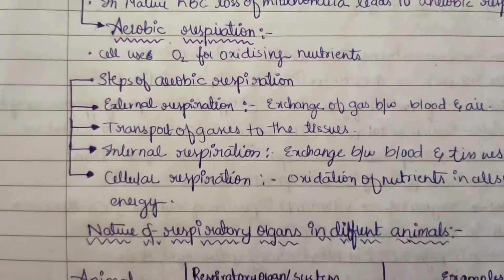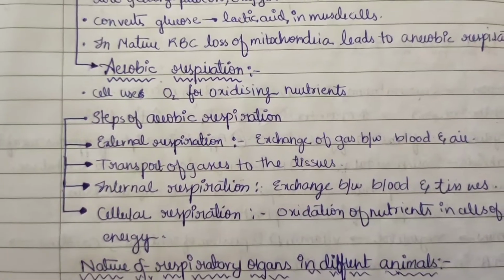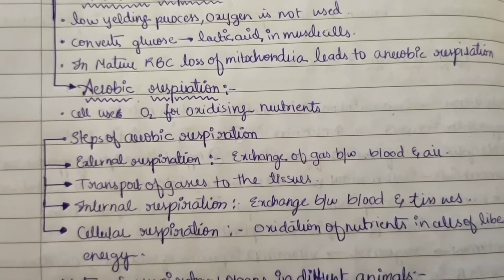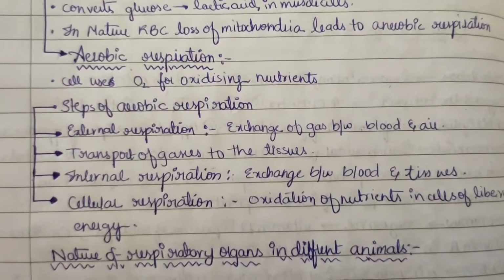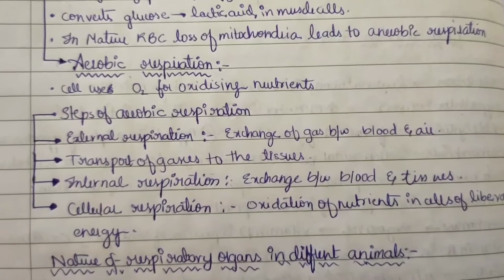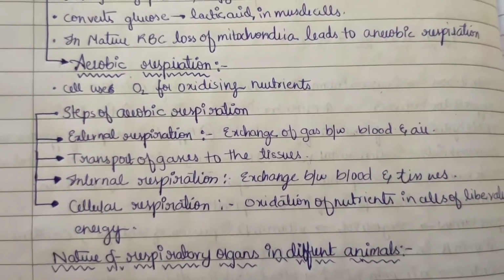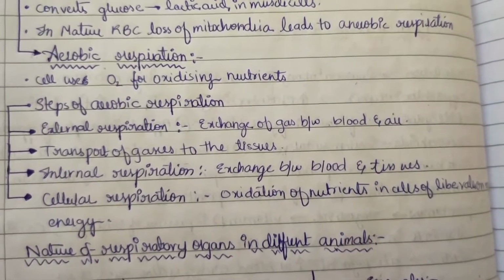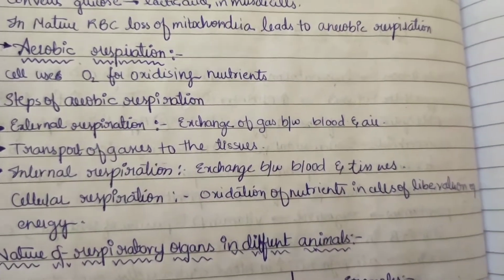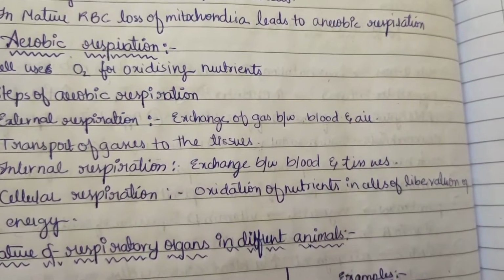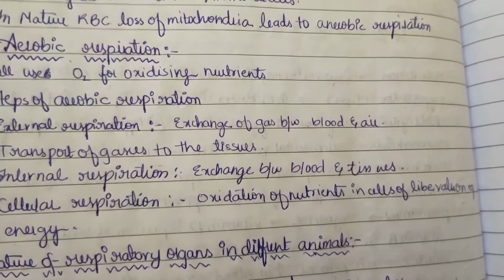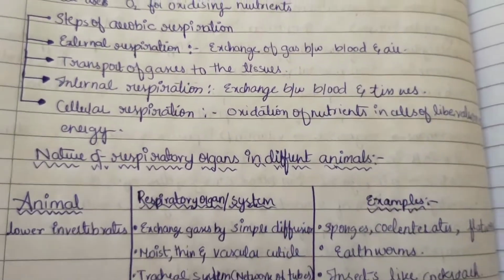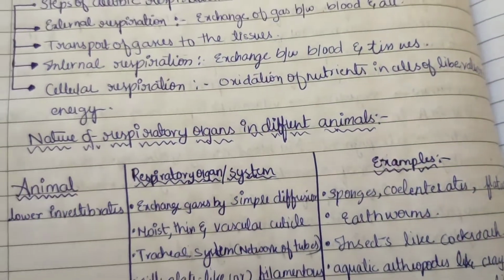And here are the steps of aerobic respiration. First is external respiration, that is exchange of gas between blood and air. Then transport of gases to the tissue. Then internal respiration, that is exchange between blood and tissues. Then cellular respiration, here oxidation of nutrients in cells occurs and they gain energy.